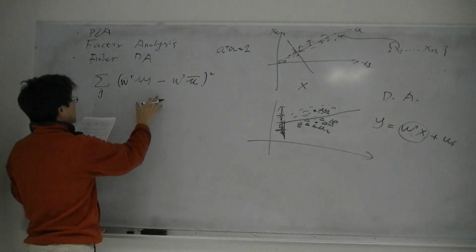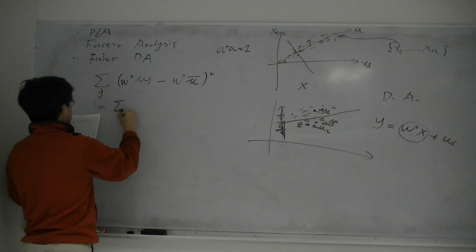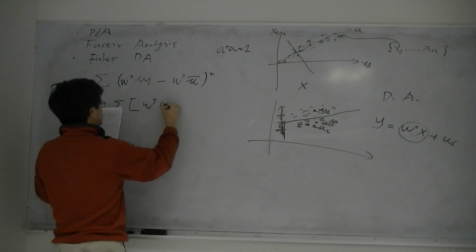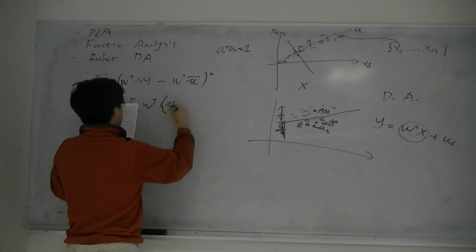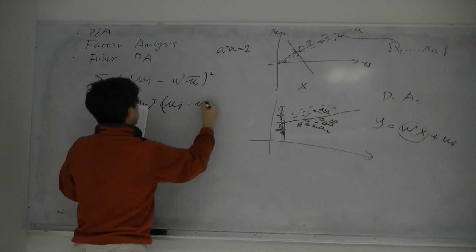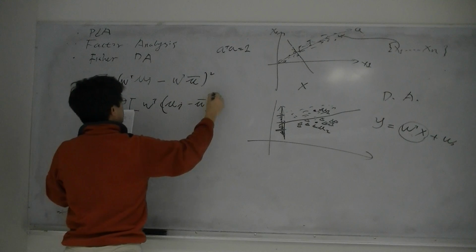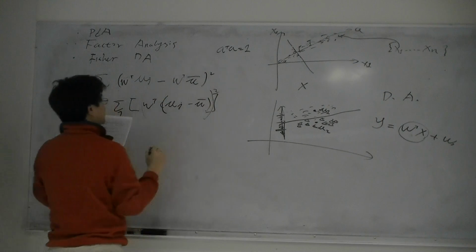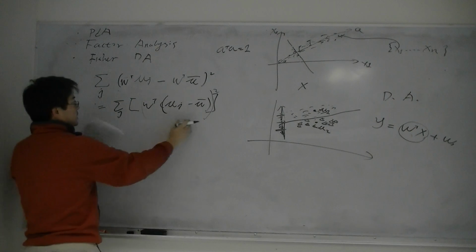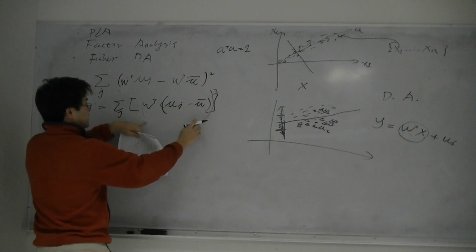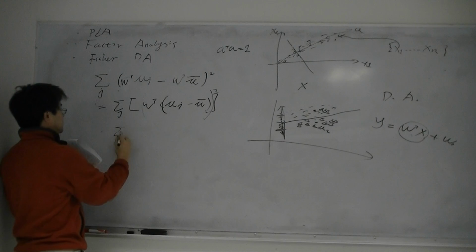This we can rewrite as, let me see. Because the value in the bracket is a scalar, we can rewrite this as J.